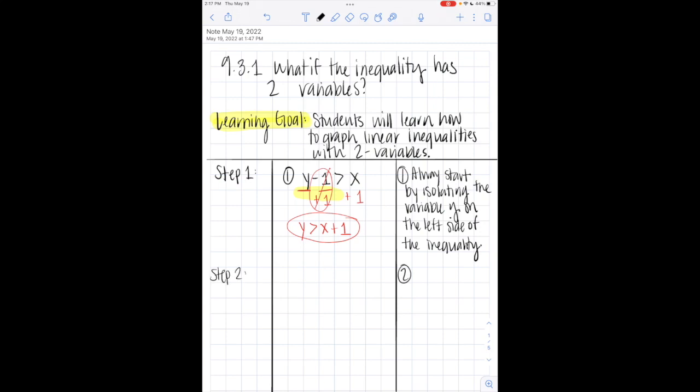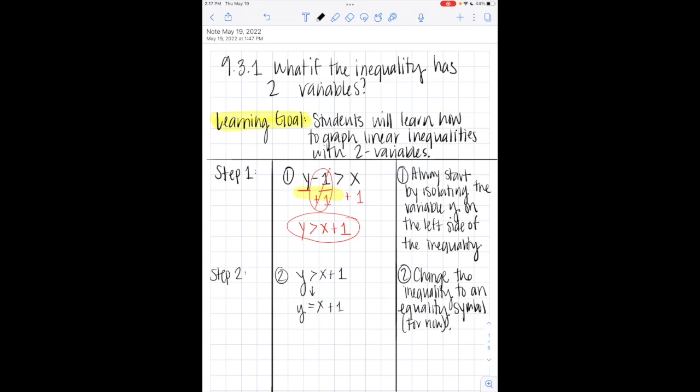In step 2, we're going to change the inequality to an equality. That means to an equal sign. To an equality symbol. And in parentheses, I'm going to say for now because it's only going to be for this step. So I'm going to go ahead and take my equation y is greater than x plus 1. And I'm going to change it into an equal sign.